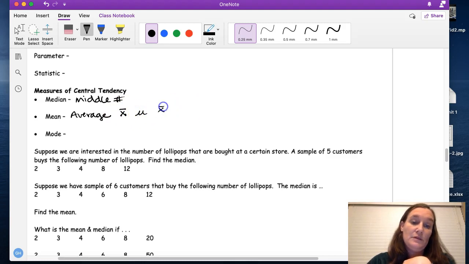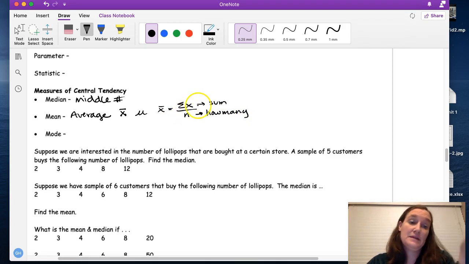You'll see a formula that looks like this. That means that how you find the mean is you take the sum of all your data values and you divide by n, which is how many they are. So this is the sum, and then n is how many there are. It's your sample size, basically, is n. All right, so that's how you find the mean. You add them all up and you divide by how many there are.